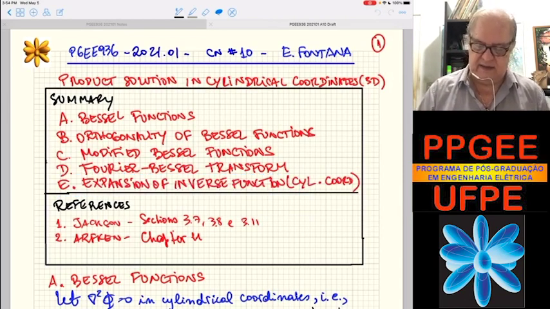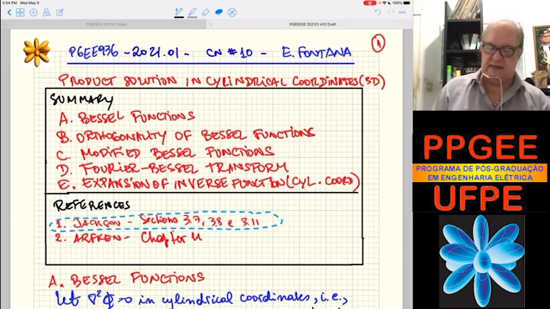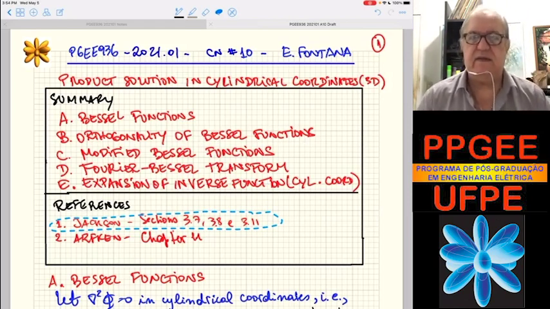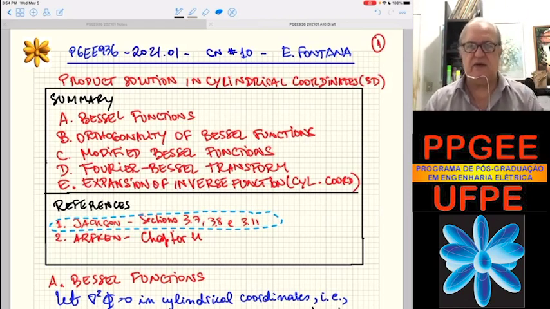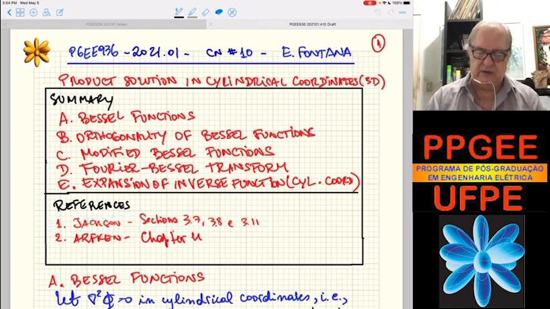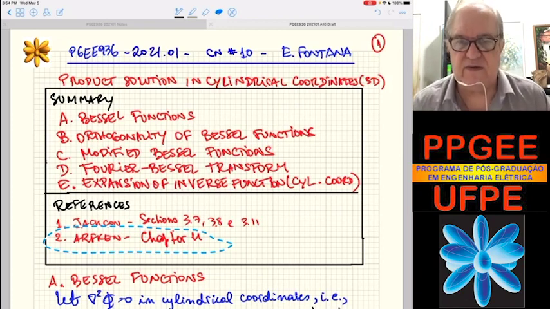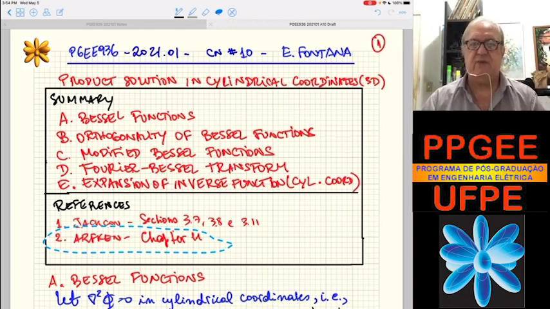This subject can be found in Jackson, sections 3.7, 3.8 and 3.11. That's where he talks about the expansion of the Green function in general, or the inverse function. And also Arfken chapter 11 has an entire chapter dedicated to Bessel functions, so you can find more detail there.